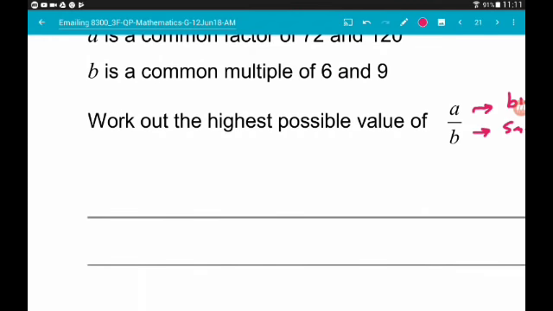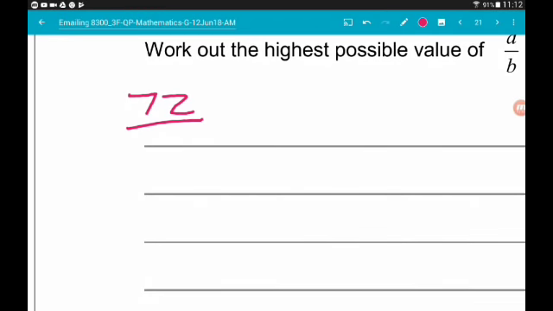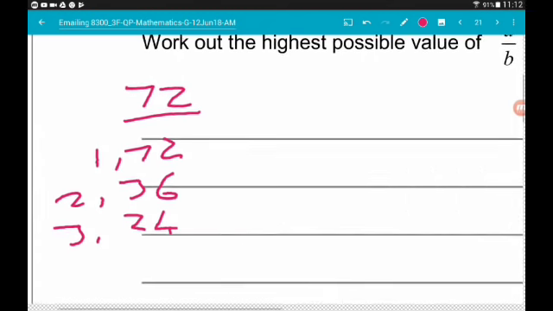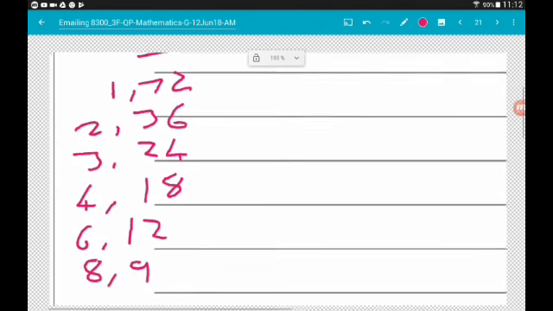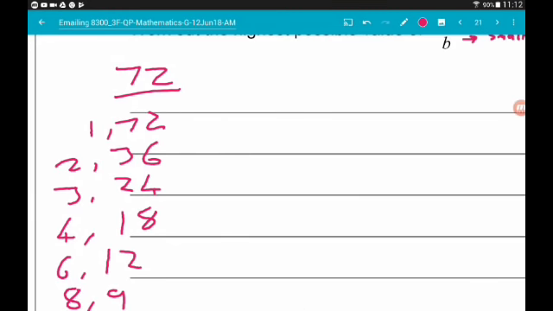So, with 72 and 120, probably the easiest way is to list all the factors. So 72 we got 1, 72, 2, 36, 3, 24, 4, 18, 6, 12, and then 8 and 9. So those are all the factors of 72. So do the same for 120.